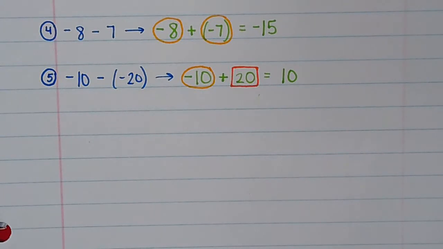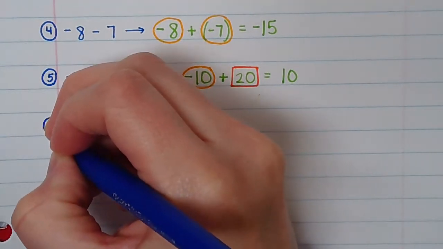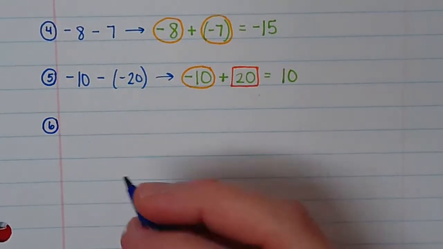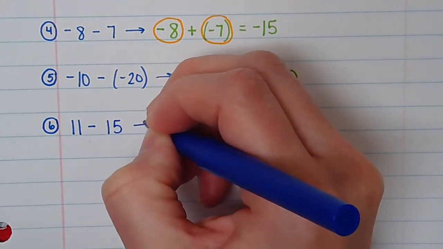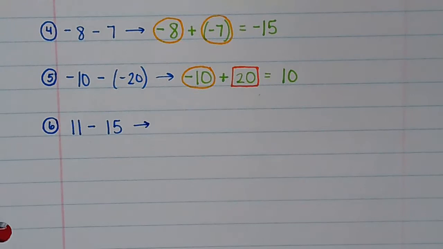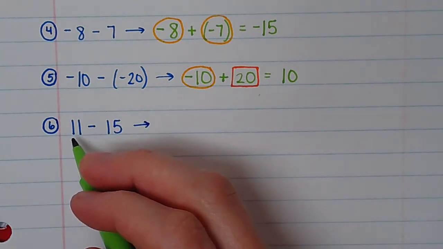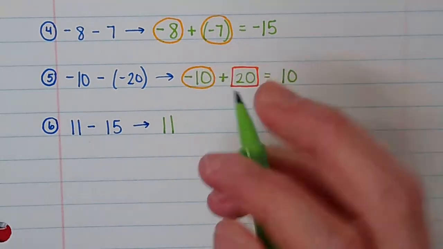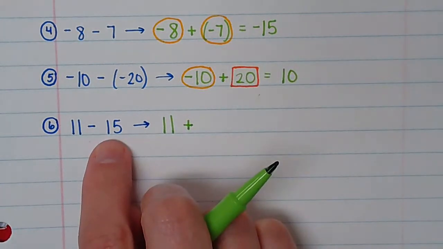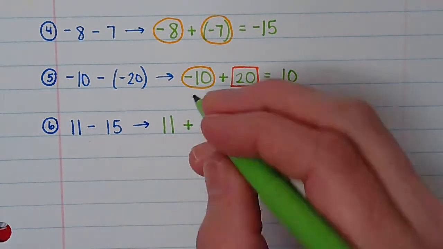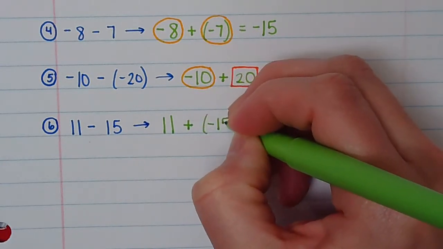Let's keep it moving. A couple more. 11 minus 15. All right, we're going to keep the 11 because it comes first, so keep it the same. Change this minus to a plus. Change this positive 15 to now it's going to become a negative 15.